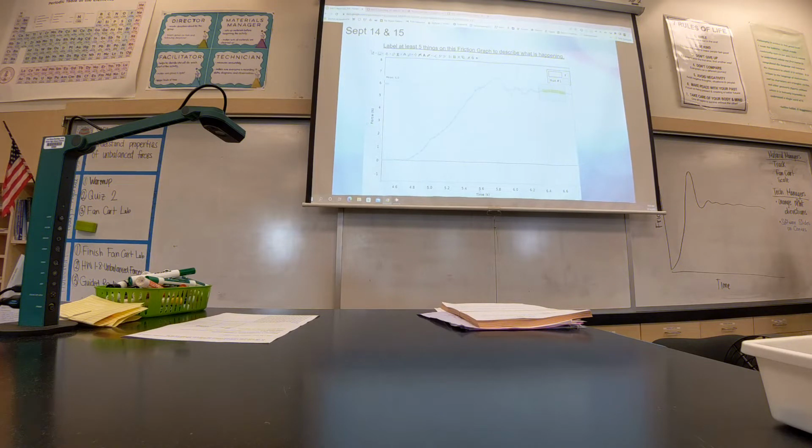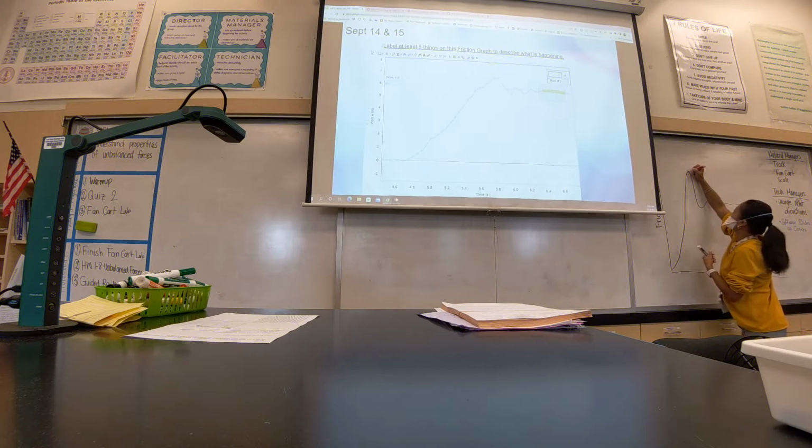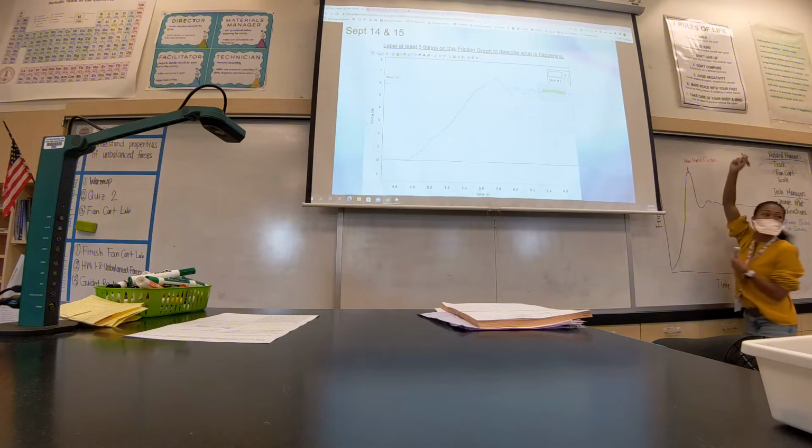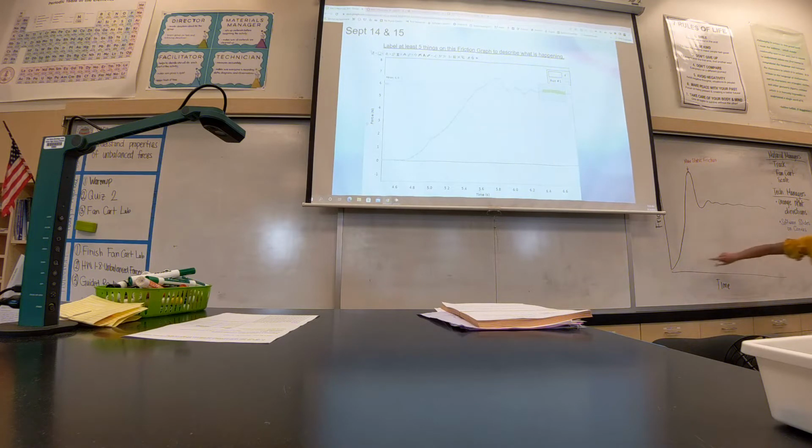So I want some new volunteers. Max. So on that peak, you could label it as max static. Max static. Very good. This peak right here is our max static friction. I wouldn't say just static friction, because technically all of this is static friction. Remember, static friction matches your applied force. So max is the key word. Very good.